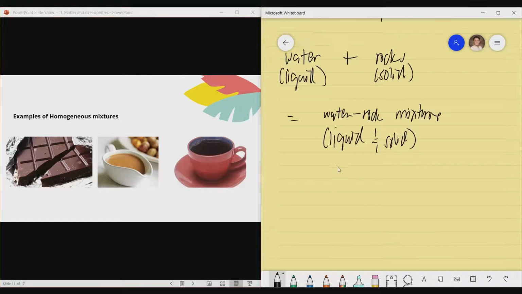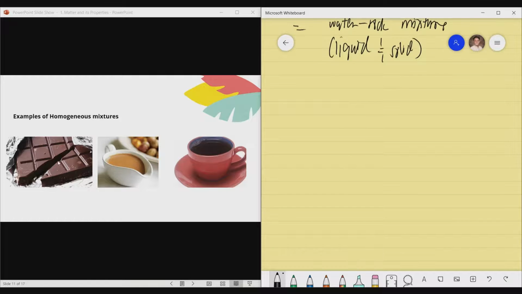Examples for homogeneous mixture, para po mas klaro pa. Homogeneous mixtures are the following. We have here a bar of chocolate. Now, in this part, we know that a bar of chocolate is composed of different ingredients. And when we see a bar of chocolate, we cannot easily identify the sugar part, the cocoa part, and even the cream or the milk part.